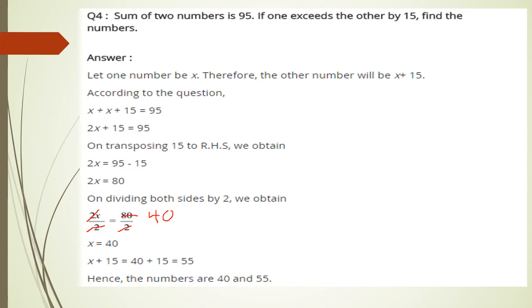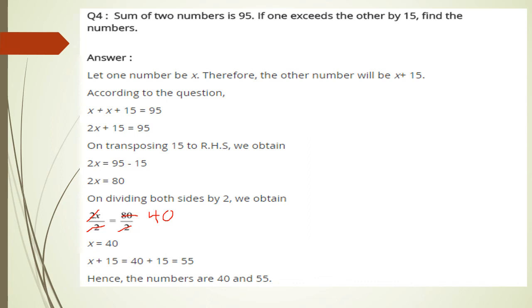Then the other number is 15 more than x, no? So 40 plus 15, 55. One number is 40, the other number is 55. The sum of these two numbers, 55 plus 40, we obtain the sum as 95. Our answer is right. This problem is very simple, children. I hope you understood this.